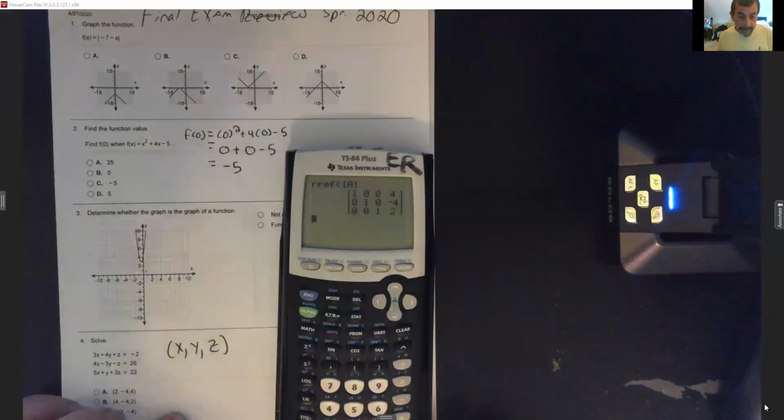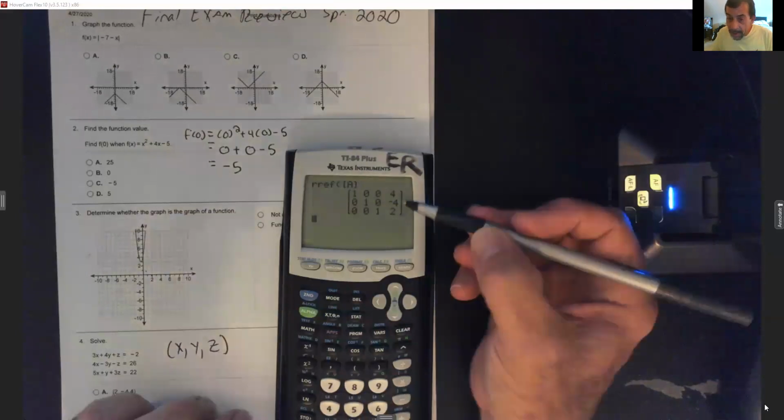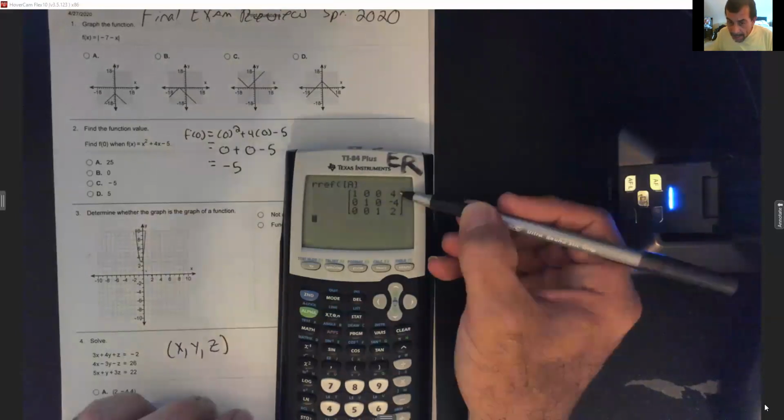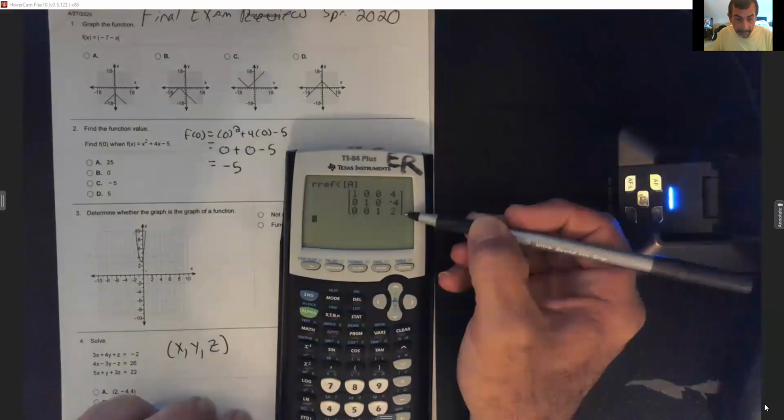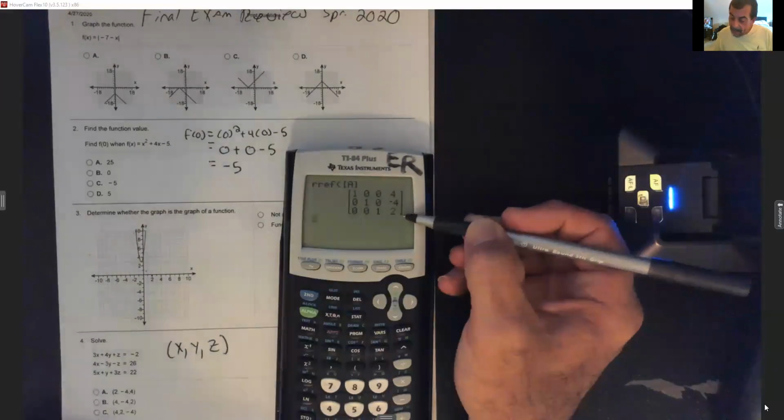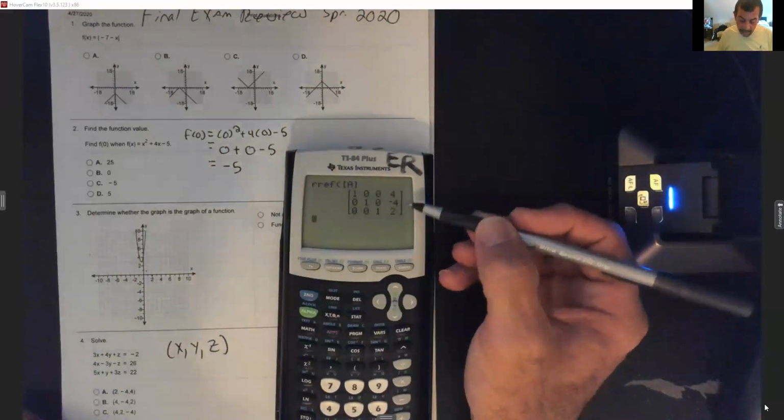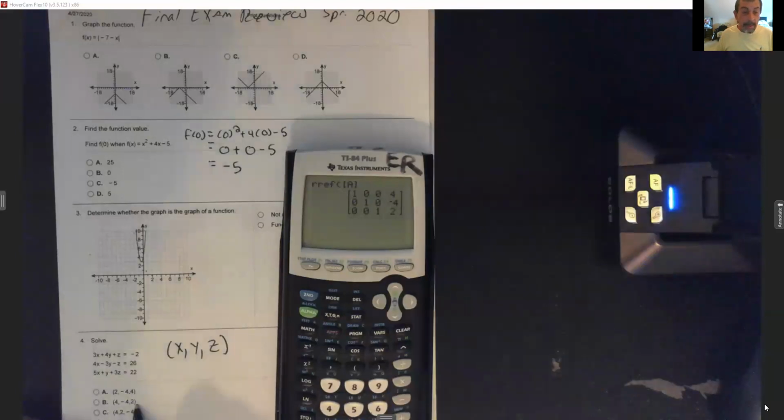So what it's saying is now I'm going to reduce this matrix when I hit enter and get your answers. The answers are always in the last row. The top number is the X, then the Y, then the Z. And if you remember on that one, 4, negative 4, 2 would be my choice B.